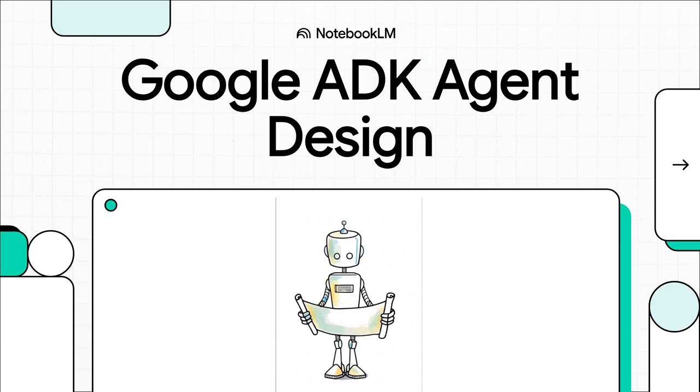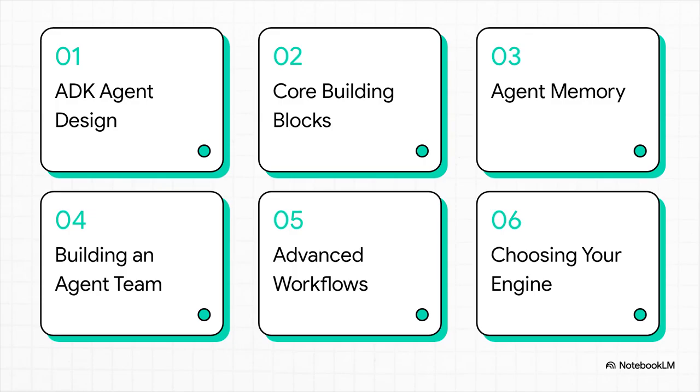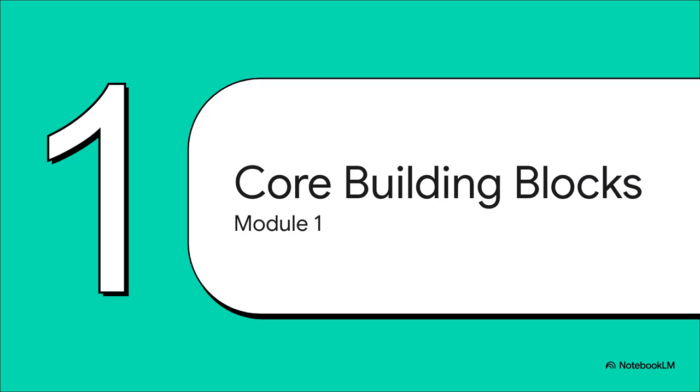Today, we're diving right into the architectural blueprints for building some really powerful AI agents using Google's Agent Development Kit. So here's what's on the syllabus today. We're going to start with the real fundamentals, the core building blocks. Then we'll build on that, moving all the way up to some pretty complex multi-agent systems. Okay, let's dive in. Module 1, the core building blocks.